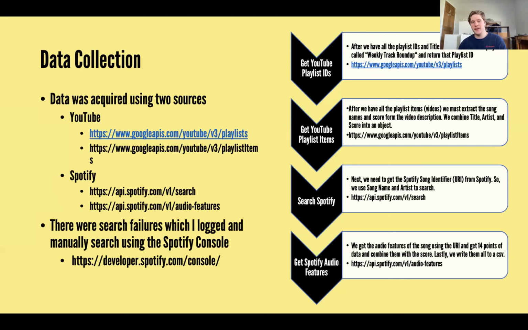From there, I used the Spotify API to take the artist and the song title and search it through Spotify. Once I got a Spotify ID, I used that to get the audio features of the song, which I'll go into later. Of course, a lot of those failed, whether it wasn't on Spotify or maybe it was misspelled, so I did have to manually put in a few through the Spotify developer console.